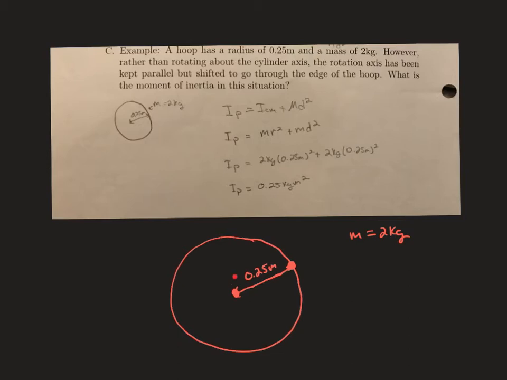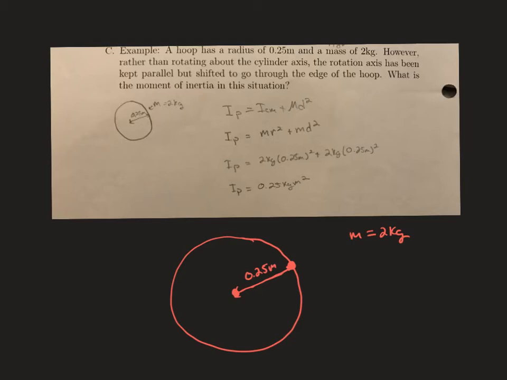So we've taken the rotation point from being here at the center, and now the rotation point is along the edge of the hoop. So now, whenever it rotates, it's going to rotate about this point, so it's going to go sort of like around like this. Alright, so we need to figure out what the moment of inertia is, so I is our unknown.